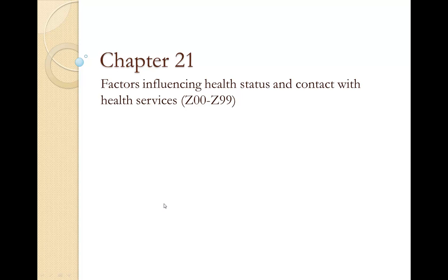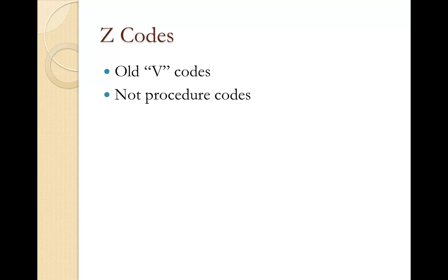Last chapter for CM, Chapter 21, Factors Influencing Health Status and Contact with Health Services. So those of you familiar with ICD-9, these are our V codes. Sorry, I got to retrain you. They're now Z codes. So we're looking at Z00 to Z99. So again, old V codes, important to remember.